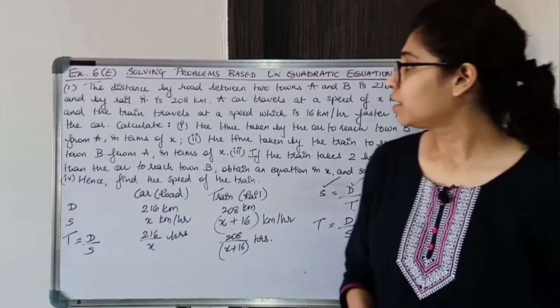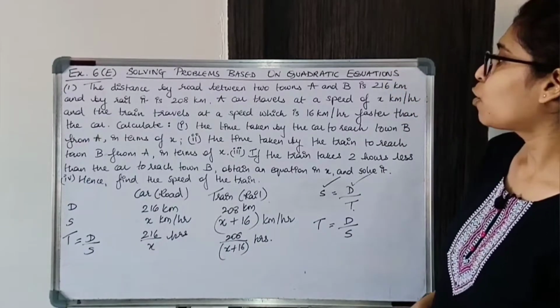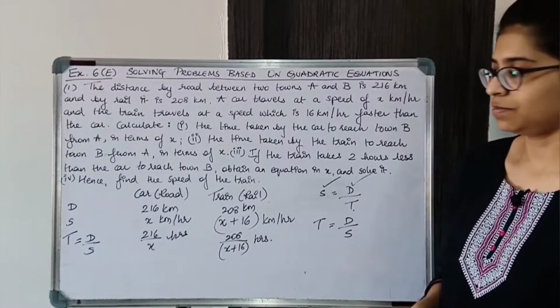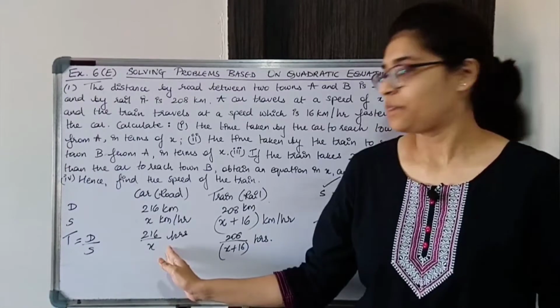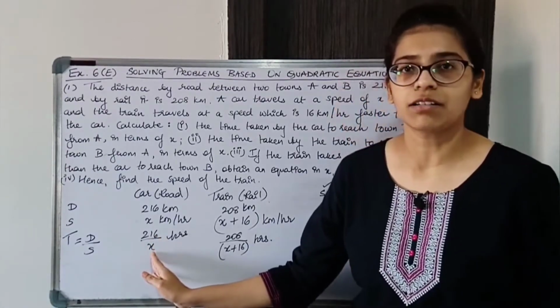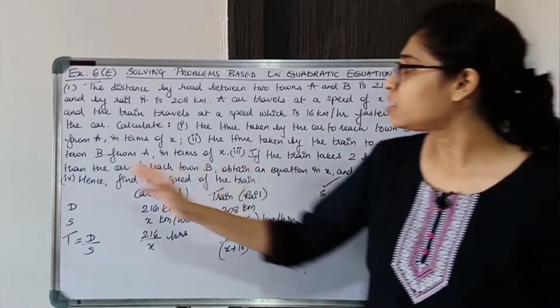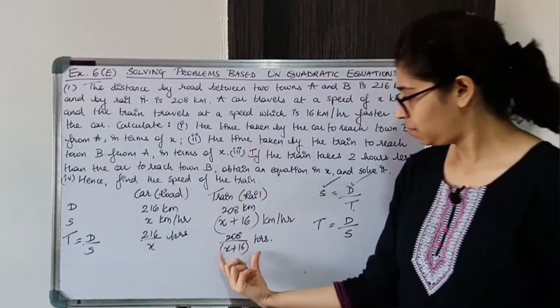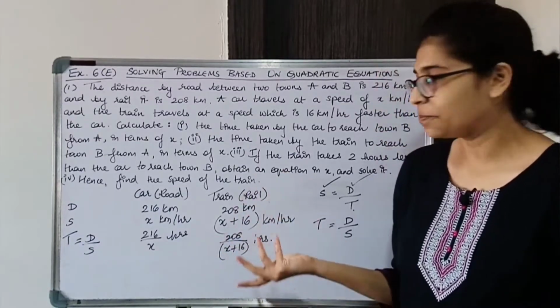Now calculate the time taken by the car to reach town B from A in terms of x. We found the time taken by the car in terms of x. It will be 216 by x hours. So we got the first part. Second part is the time taken by the train to reach town B from A in terms of x. This also we got, the time taken by the train.